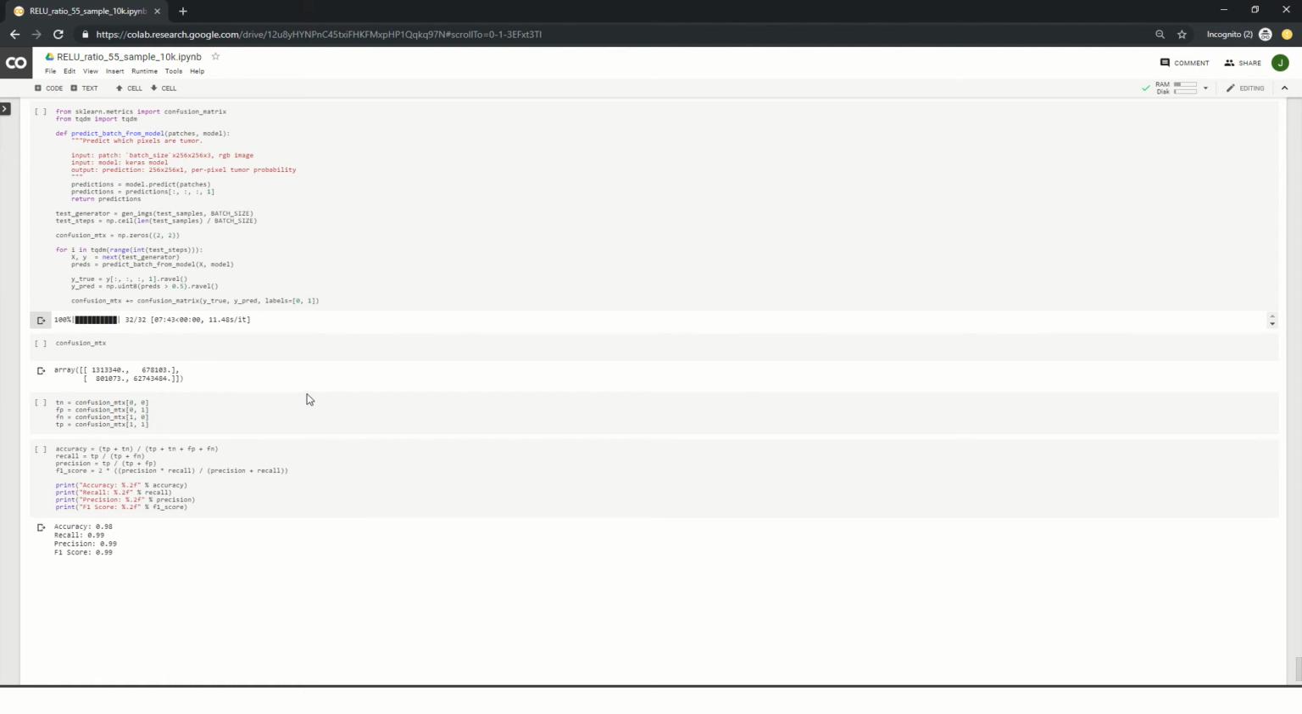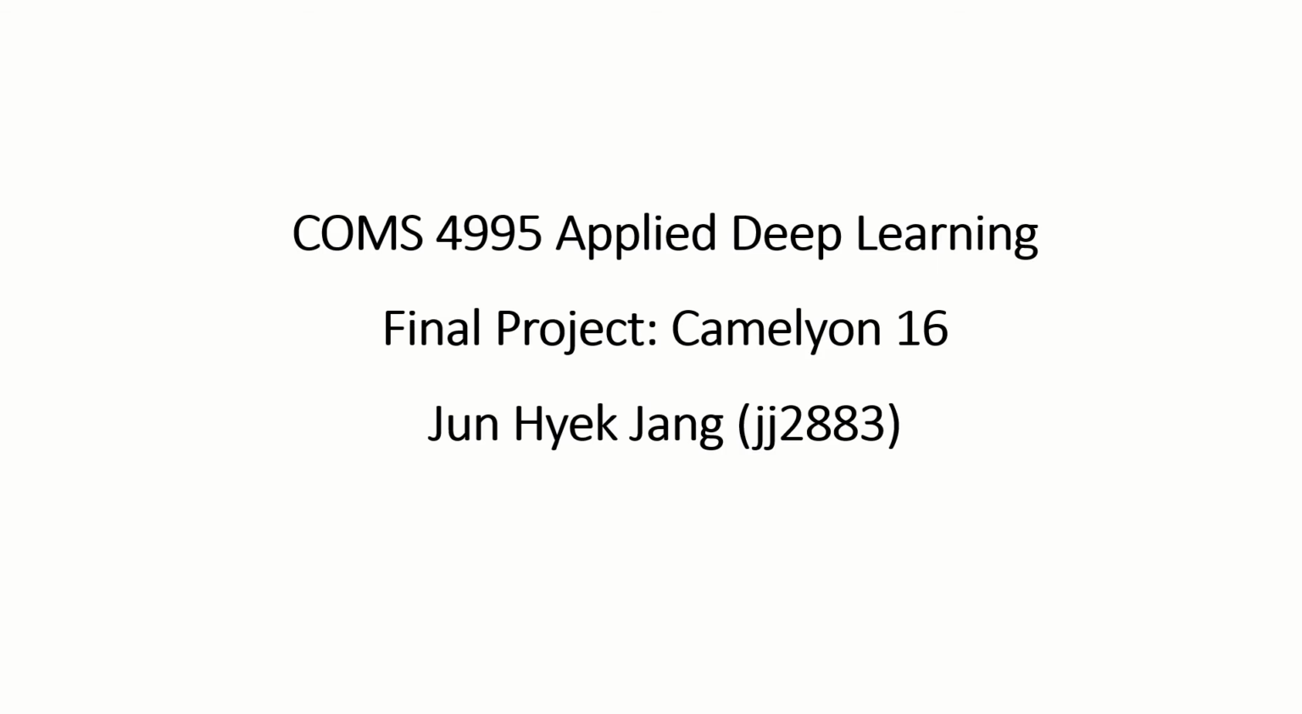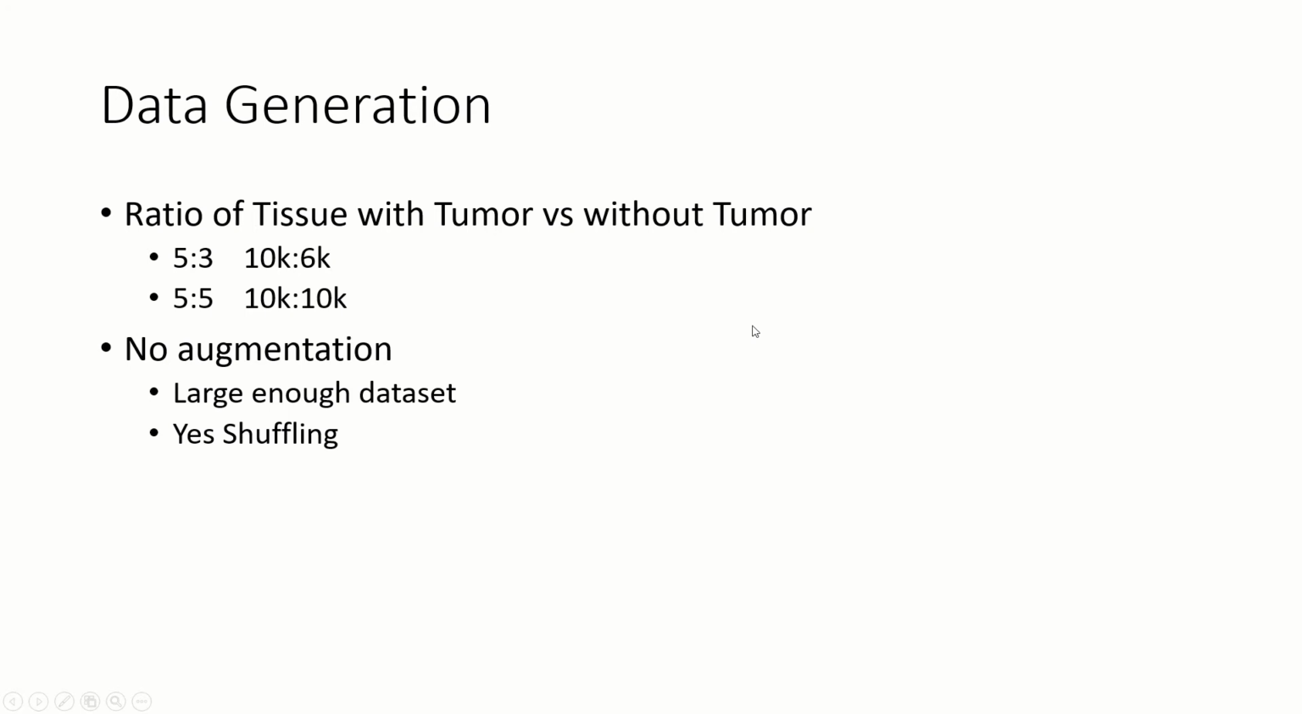So other experiments that I did were with a different ratio, 5 to 5, 5 to 3, and using transfer learning on VGG16 and using ELU activation. I have a similar format and similar code used throughout. And so let me talk about the result.